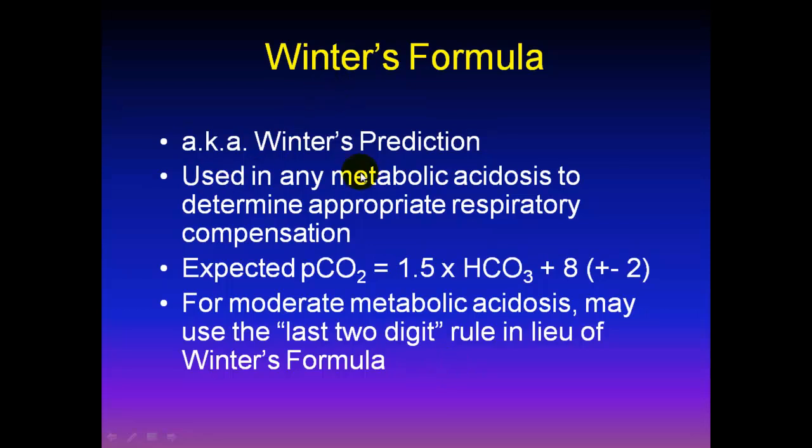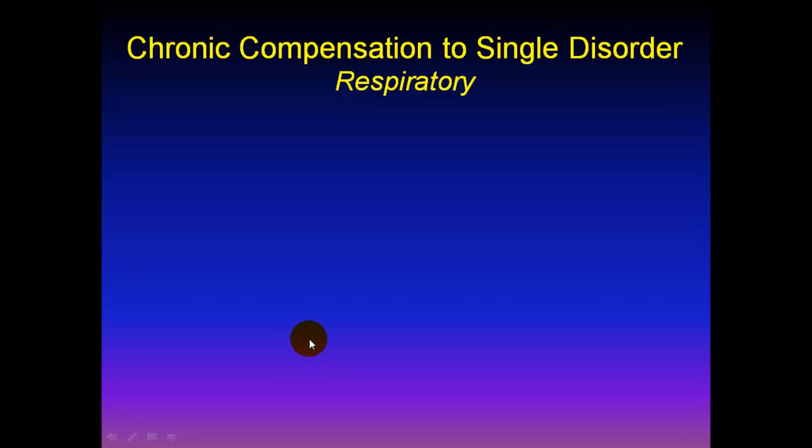So I actually do have the formula for Winter's prediction here. I wasn't sure it was coming up on the slides, so I've written it here. PCO2 will fall until it equals 1.5 times the bicarb plus 8, within 2. And for moderate, don't forget you can use the last 2-digit rule. Very, very good rule of thumb.